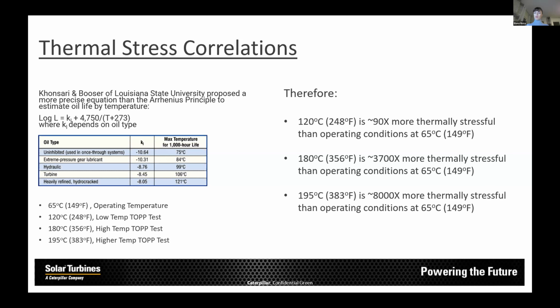On the right side of the slide here, you can see the baseline of 65 degrees Celsius, which is the typical header temperature for a gas turbine operation, like what Solar Turbines manufactures. At 180 degrees, the rate of degradation increases drastically. We are looking at a rate of 3,700 times more thermally stressful than the typical.